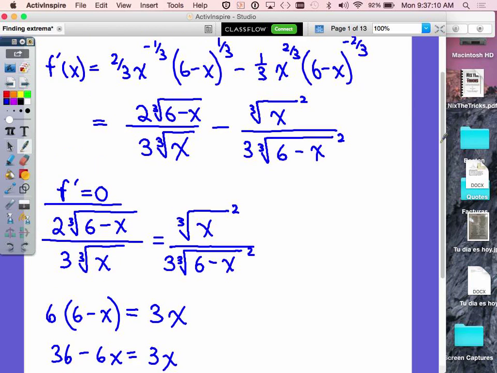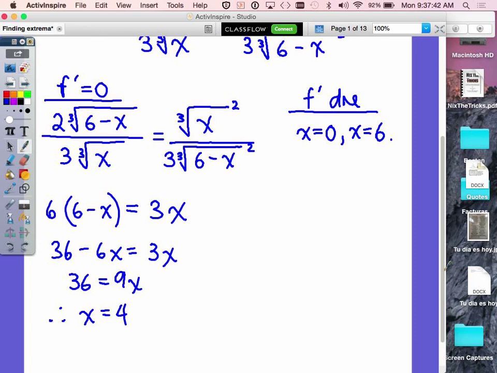Now I have to look for the places where f prime fails to exist. And if I look at this expression up here, I can see there's only 2 places where this is ever going to fail to exist. I don't have any even roots, and so I don't have to worry about that. I don't have any logarithms or any inverse trig functions, so I don't have to worry about those. The only thing left to concern myself with is division by 0, and that's going to happen when x equals 0 and when x equals 6. So I see that I have 3 critical values that I need to worry about.